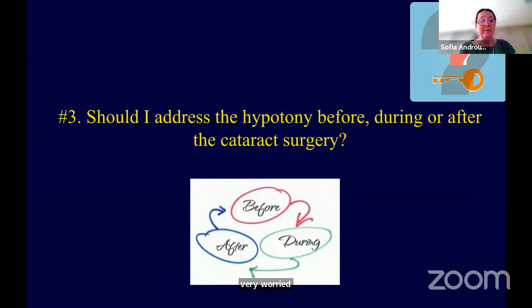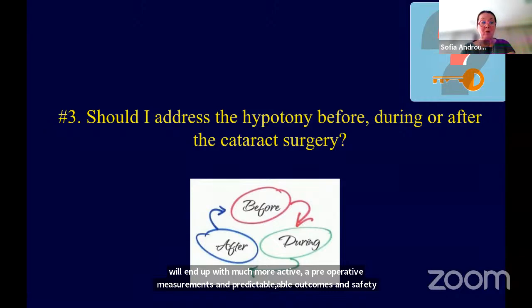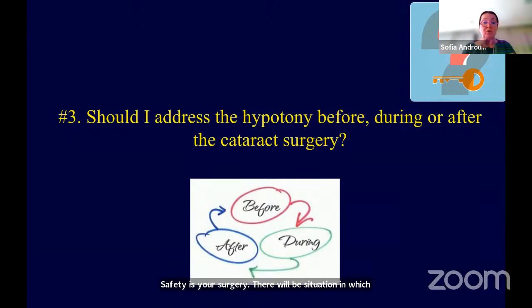The bottom line is, if the patient has significant hypotony and you are starting from very low intraocular pressure, I'd recommend addressing the hypotony first and performing cataract surgery later. You will end up with much more accurate preoperative measurements and predictable outcomes and safety in your surgery. There will be situations in which the pressure is just a little low and the patient doesn't have maculopathy or visual distortion. In that case, I might decide to wait and address the intraocular pressure during or after the cataract surgery to avoid having to take the patient to the OR twice.